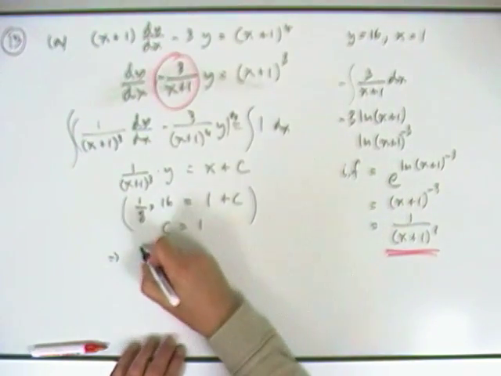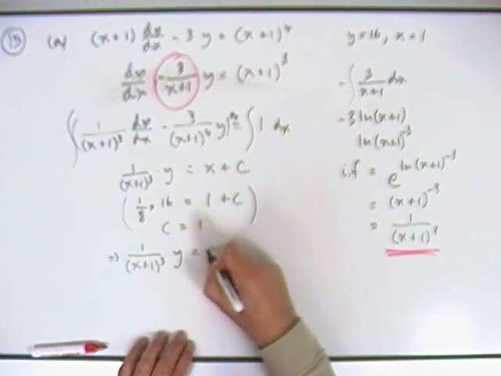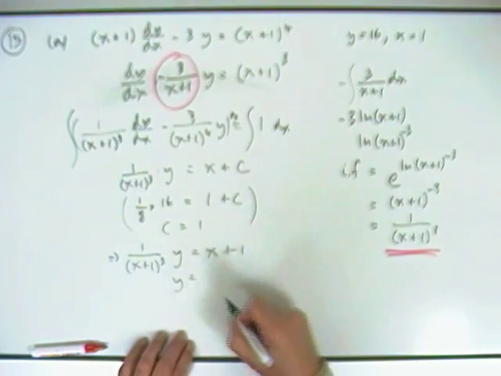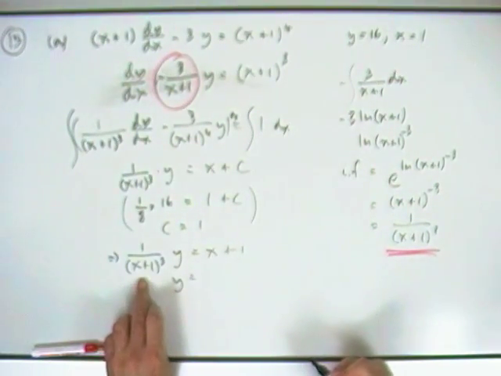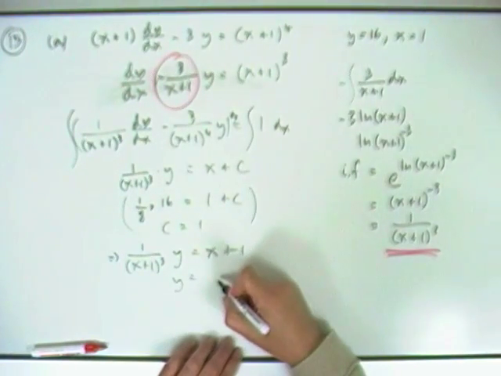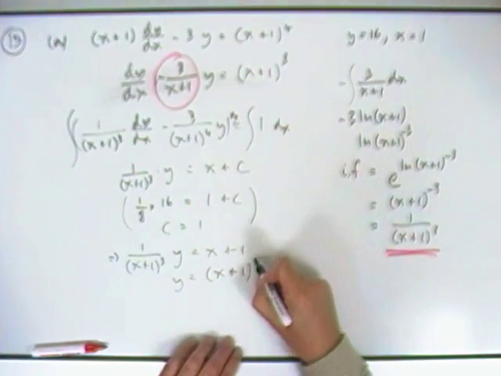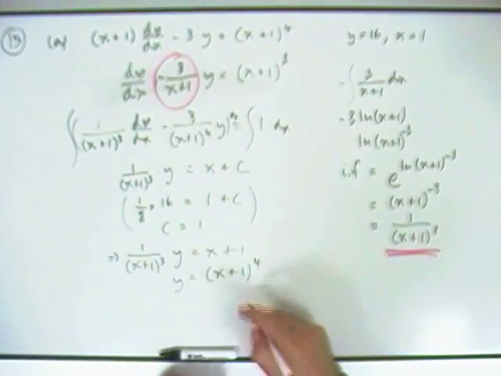Which means that I've got then, that's really messy now, 1 over x plus 1 cubed, y equals x plus 1. So y is going to be x plus 1 cubed, times that. But notice that's x plus 1, so that's actually going to be x plus 1 to the power 4, and that's it, done.